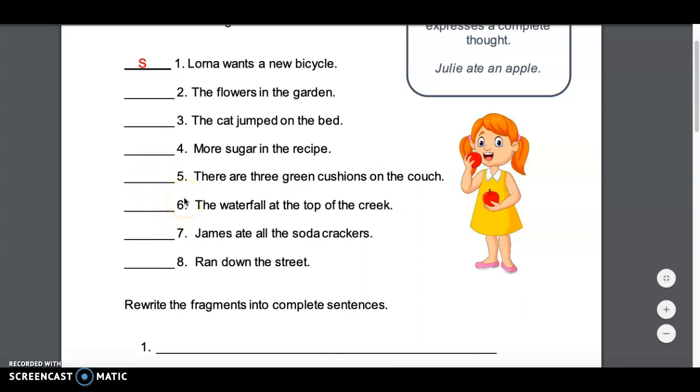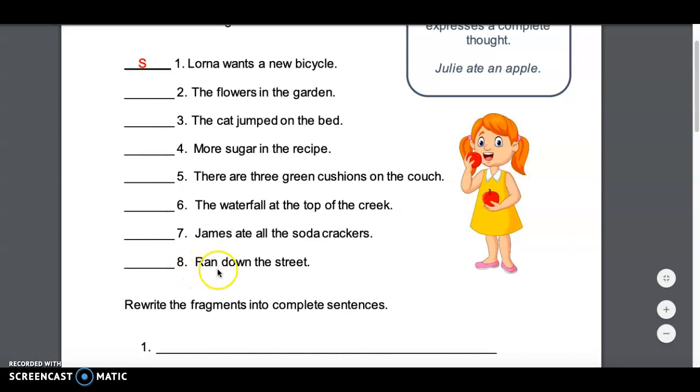Number 6, this is a fragment. The waterfall at the top of the creek. It has a subject, but doesn't tell me what it does. So it's a fragment. Number 7, James ate all of the soda crackers. James is our subject. Ate is a verb, and it expresses a complete thought because it tells me that James ate all of the soda crackers.